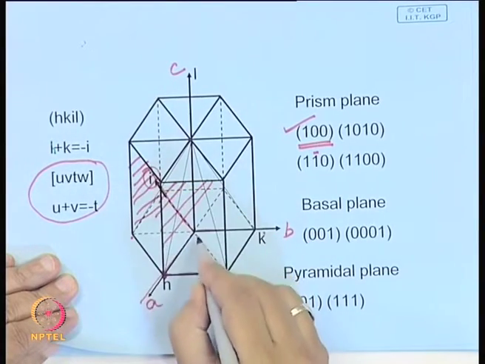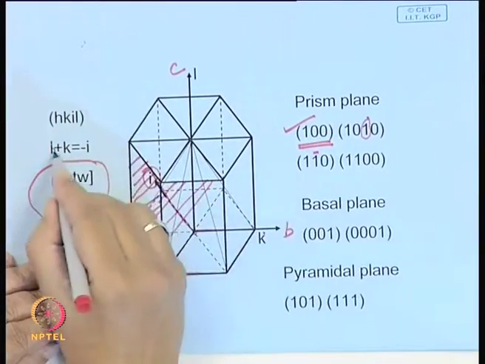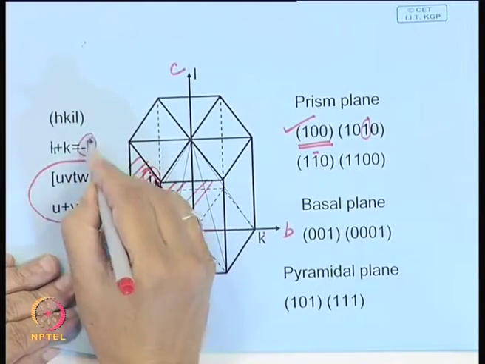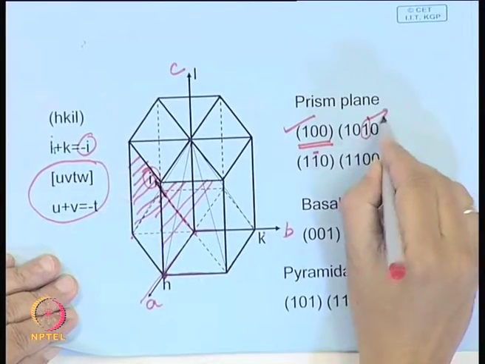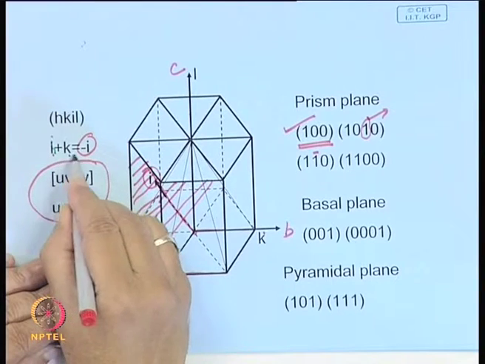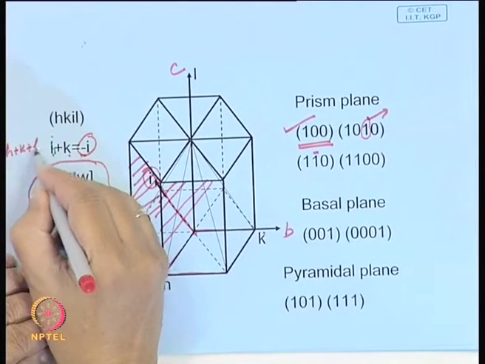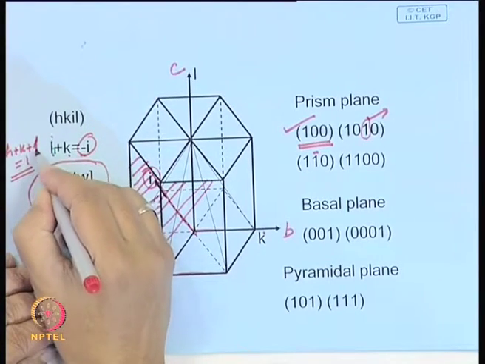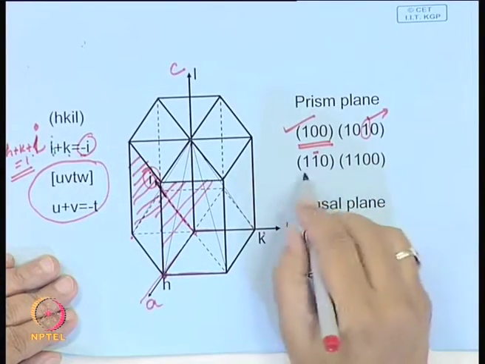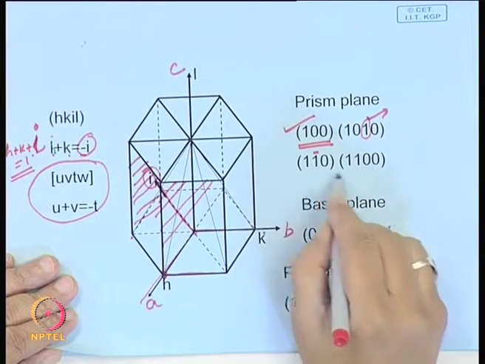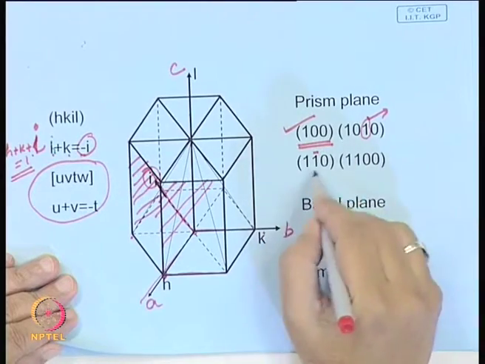Another axis like this, but this axis is redundant, and usually this relationship will be followed. We call this axis I, and this index I will be the sum of h plus k with a negative sign. So, essentially h plus k plus i is 0. In that case, they become similar. All prism planes will have similar indices.